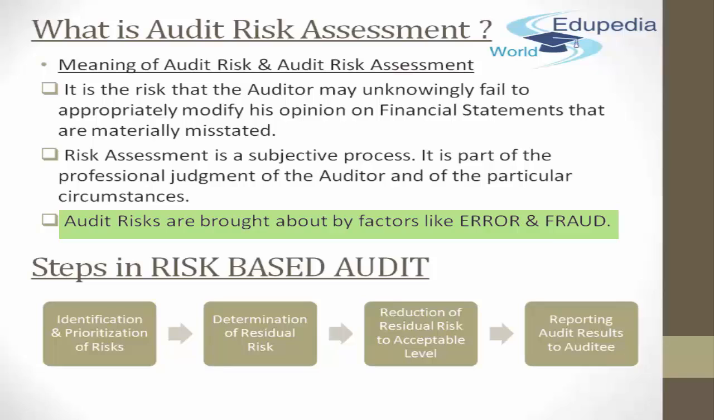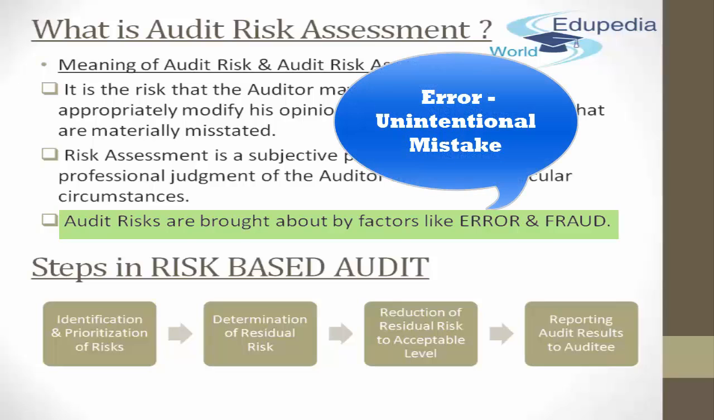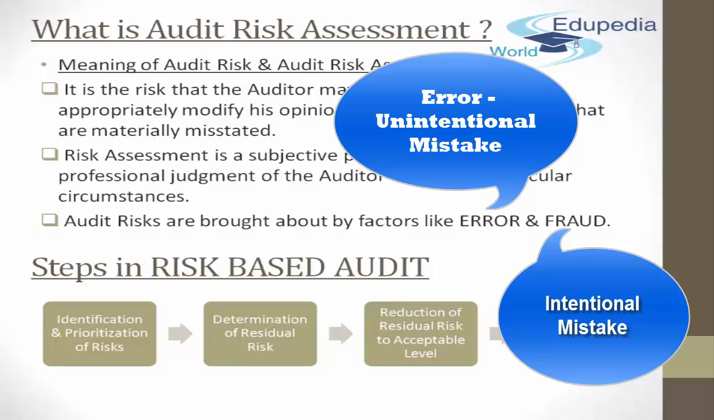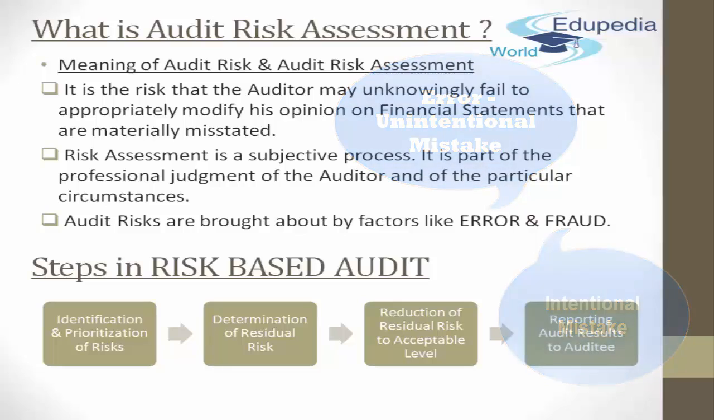So this is all about audit risk assessment. It is about the risk that the auditor may unknowingly fail to appropriately modify his opinion on the financial statements that are materially misstated. And it is a very subjective kind of process. It is totally dependent upon the professional judgment of the auditor and of the particular circumstances. And these are particularly brought about by factors like error and fraud. By error, I simply mean the unintentional mistake, and by fraud, I simply mean the intentional mistake. That was all about audit risk assessment, guys. I hope I was able to make the concept clear and you were able to understand it very well. Perfect, guys.